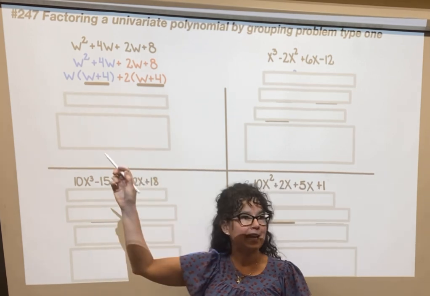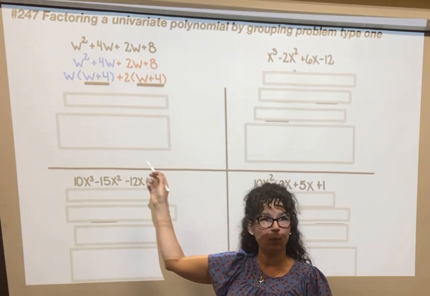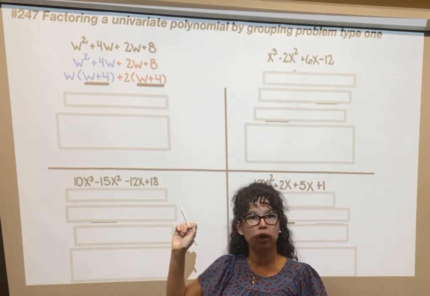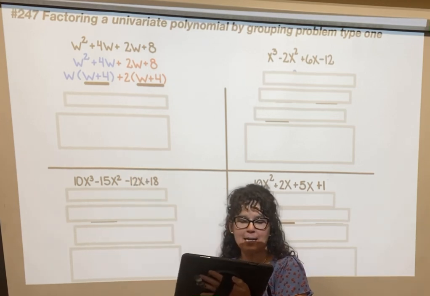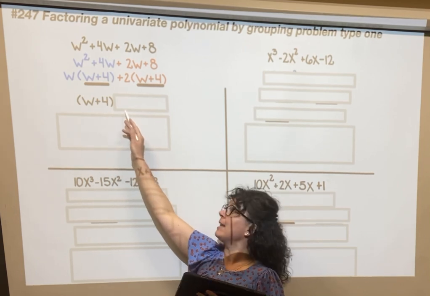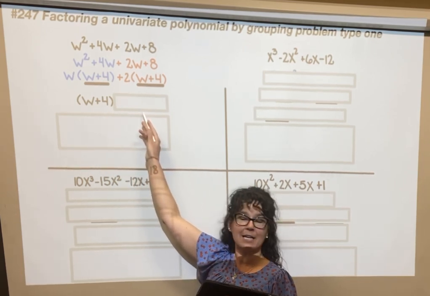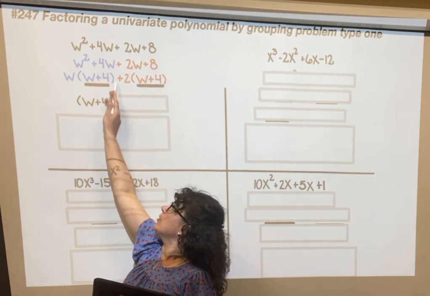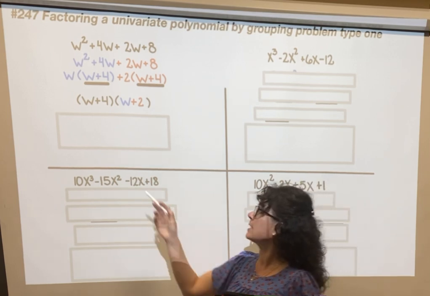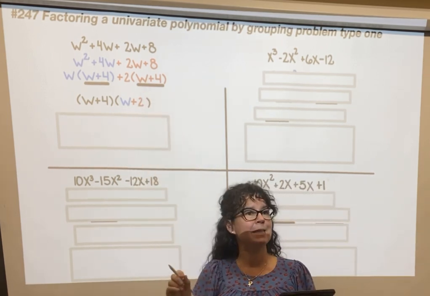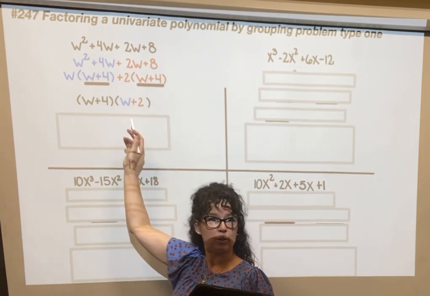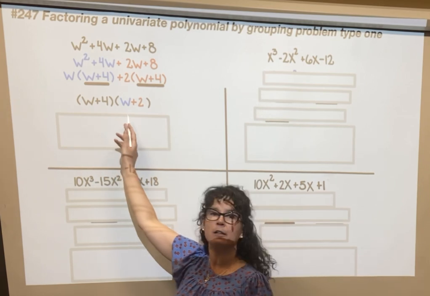Then we're going to take out what's in common to the blue and the red. Both the blue and the red have W plus 4. So I'm going to take W plus 4 out front. Then in parentheses, I'll put what's left over, which is a W and a plus 2. Now it's factored. Notice again, the original was a bunch of terms added together, and now we have multiplication. So factoring, we turned it into multiplication, and that is our final answer.